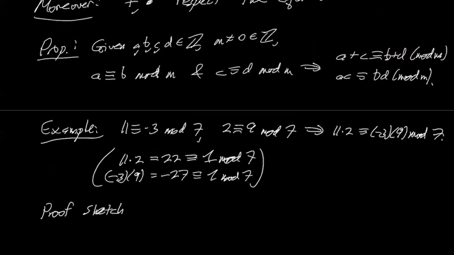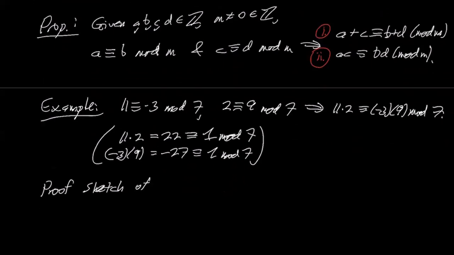Let's call this 1 and this 2. Then I want a proof sketch of 2. I'm saying sketch because I'm not going to do it super axiomatically, but just think about it. If A is congruent to B mod M, then you can write A is B plus MK. So that's what I'm saying sketch.